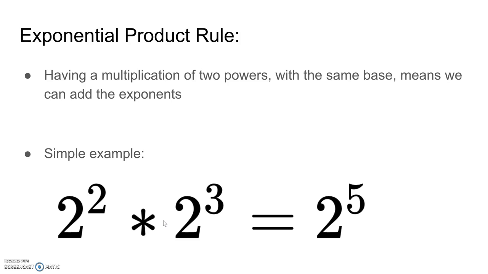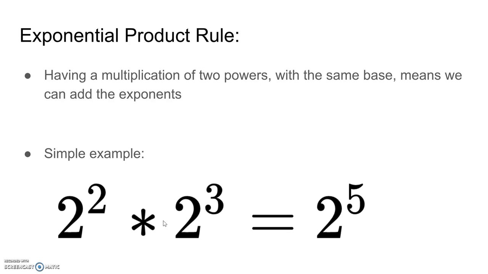Well, in order to do so, we have to use this rule known as the exponential product rule. This rule states that if we have to multiply two powers that both have the same base, that means that we can add these exponents.